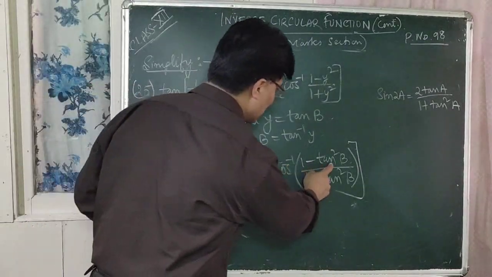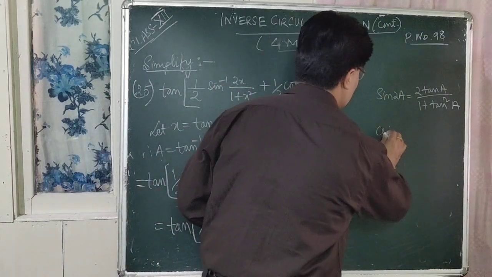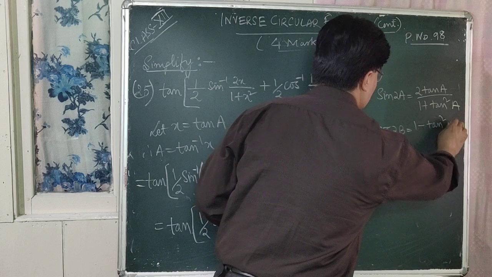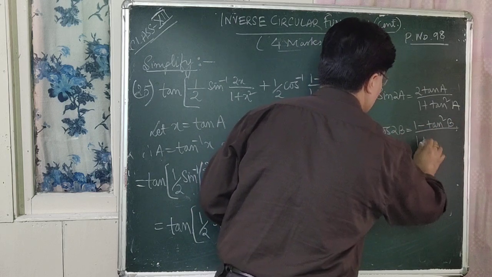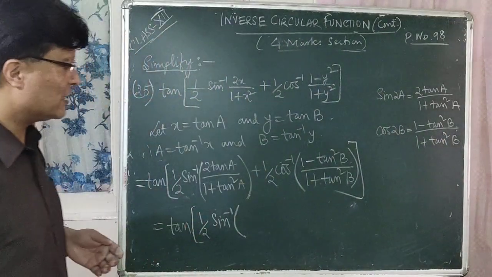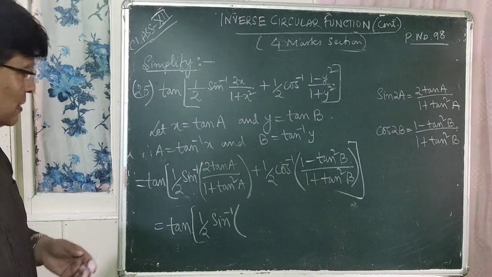Similarly, what is 1 minus tan square B upon 1 plus tan square B? That is your cos 2B. That is, cos 2B is equal to 1 minus tan square B divided by 1 plus tan square B. Is it clear to all of you? So we will use this formula here, right?